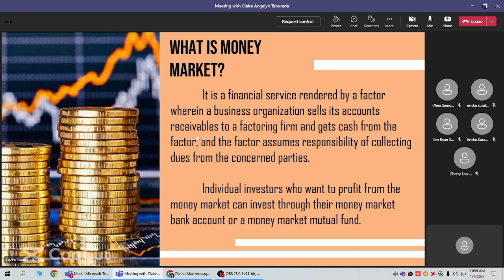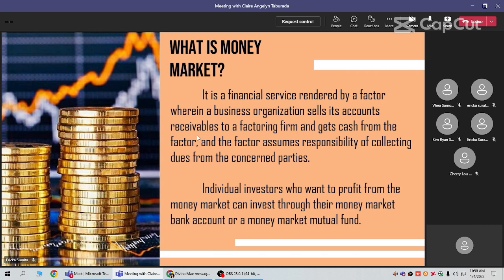Individual investors who want to profit from the money market can invest through their money market bank account or a money market mutual fund. Money market allows individual investors to invest small amounts of money in a low risk setting.